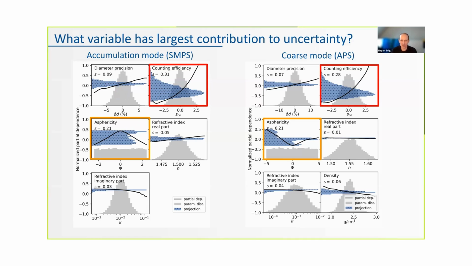And there are two that stand out significantly. And that is, of course, here the counting efficiency and the asphericity. And it's the same thing for the coarse mode, by the way. And again, it's the counting efficiency and the asphericity. Even though the asphericity is twice as big for the coarse mode, and also the counting efficiency, I mean, the whole instrument is a different instrument, still, it's the same picture.